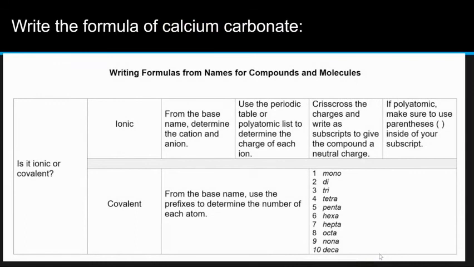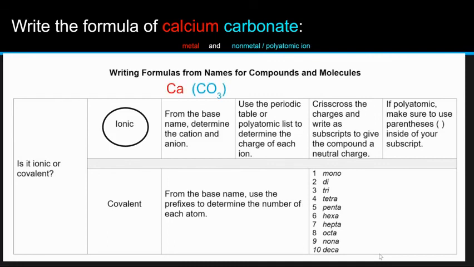Here's our last problem, calcium carbonate. Start by identifying, is it ionic or covalent? Hopefully you told me it was ionic because calcium's a metal and carbonate is a nonmetal. It's actually a group of nonmetals, a polyatomic ion. Since it's ionic, let's use the base name based on the cation and anion. Calcium has a symbol of Ca. Carbonate is parentheses CO3, 1 carbon combined with 3 oxygen atoms. We're going to keep it in parentheses because we can't change any part of this formula as we build the formula.